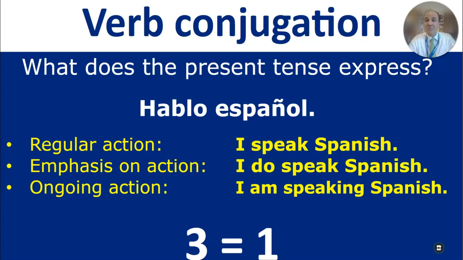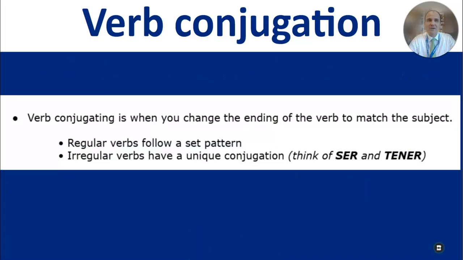But that's what the present tense expresses, and that's what I'm going to teach you today: how to say I speak, I do speak, I am speaking. You speak, you do speak, you are speaking. So we're going to learn how to do that today. All right? Verb conjugating is when you change the ending of the verb to match the subject. Now, the nice thing is that regular verbs in Spanish all follow a set pattern. Irregular verbs, though, have a unique conjugation.